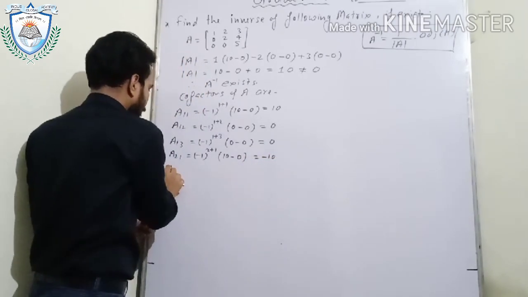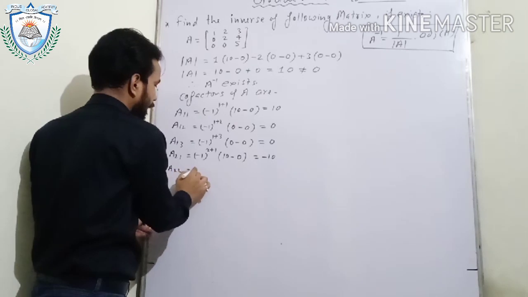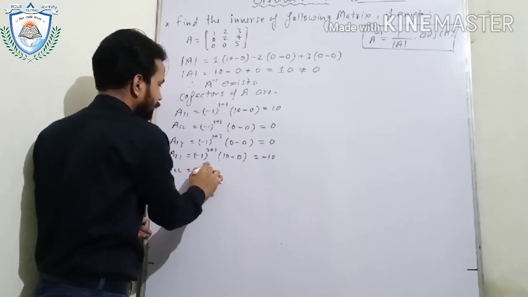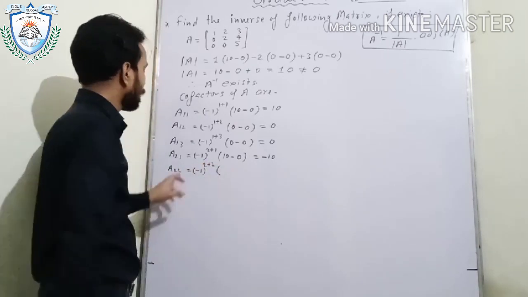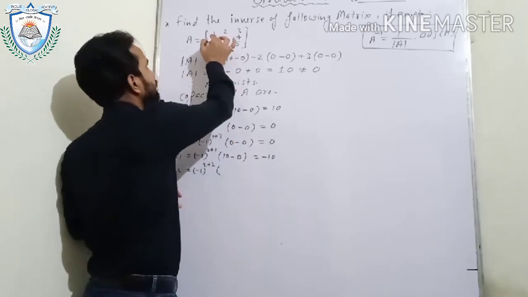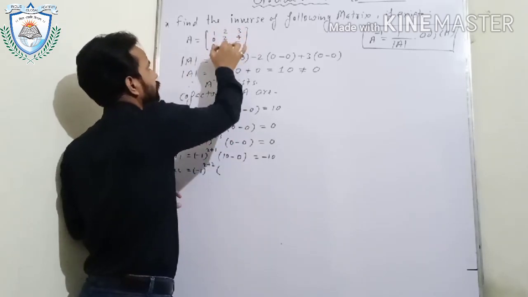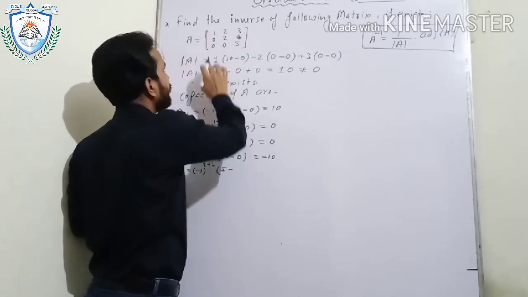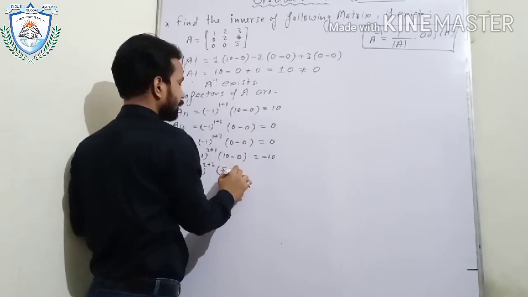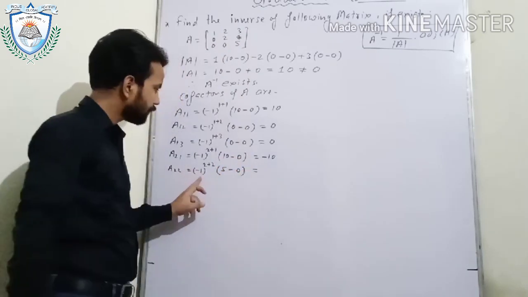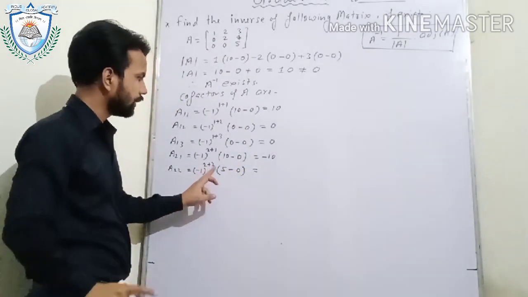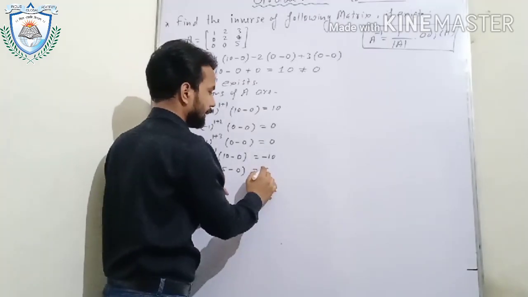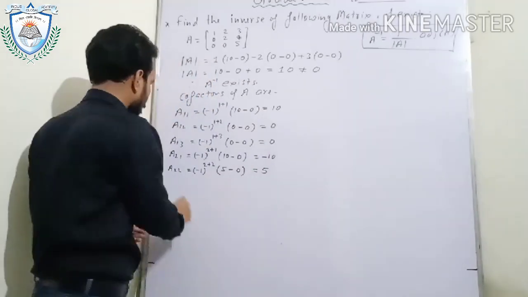Now A22, that is minus 1 to the power 2 plus 2. For A22, we will hide second row, second column. So 5 into 1 is 5. Minus 0 into 3 is 0. Minus 1 to the power 4 is positive 1 into 5. That is positive 5.